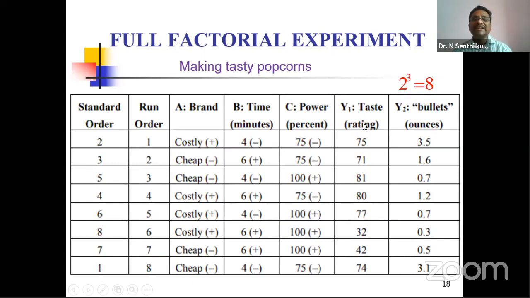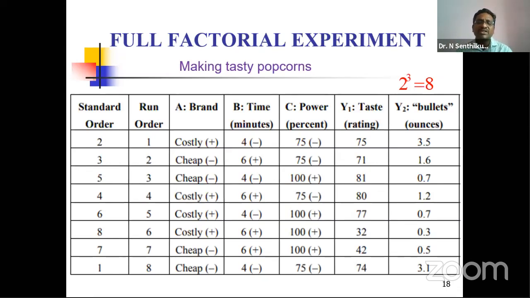And my output is taste. What is the taste of the popcorn? And simultaneously, I'm going to consider bullets. During frying the popcorn, some corn may not be popped. The unpopped corn is called bullets. So here we have carried out the experiment based on the 2 power k model. That is a full factorial design, that is 8 experiments.